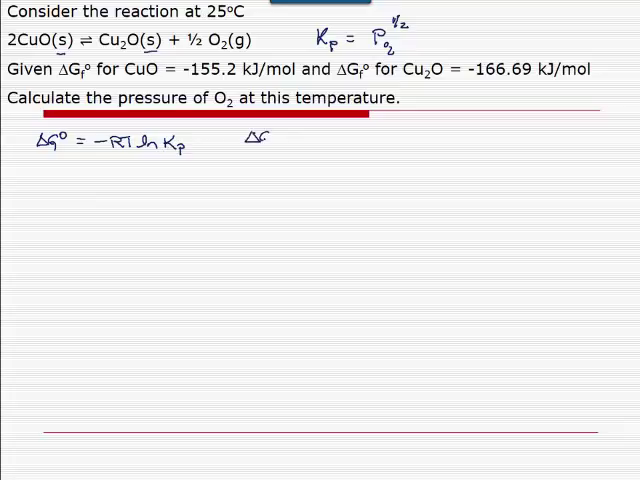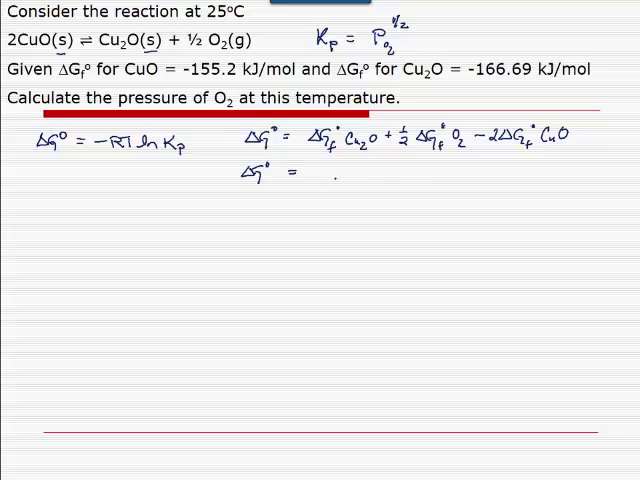By first getting the delta G standard of the reaction by using the sum of the delta G of formation of products minus the delta G of formation of the reactant. So that would be the delta G of formation of Cu2O plus 1/2, since that's the coefficient, times the delta G of formation of O2, that's the products, minus 2 times the delta G of formation of CuO. So I'll plug in the values that I know to get the delta G of the reaction.